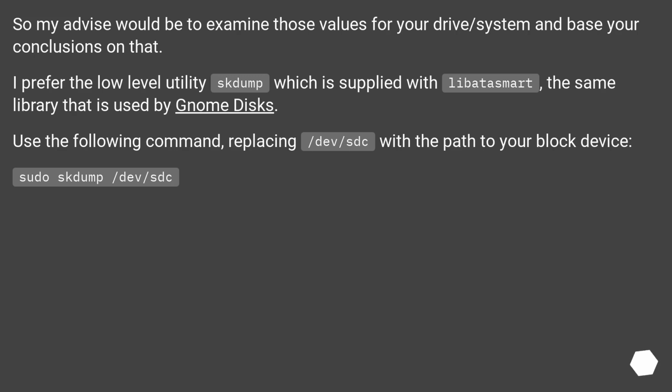So my advice would be to examine those values for your drive/system and base your conclusions on that. I prefer the low-level utility smartctl, which is supplied with libatasmart, the same library that is used by GNOME Disks. Use the following command, replacing /dev/sdc with the path to your block device: sudo skdump /dev/sdc.